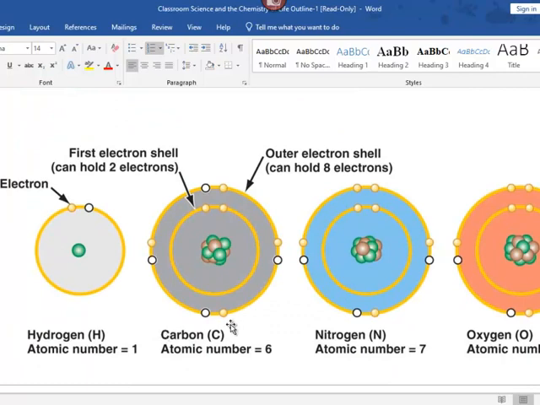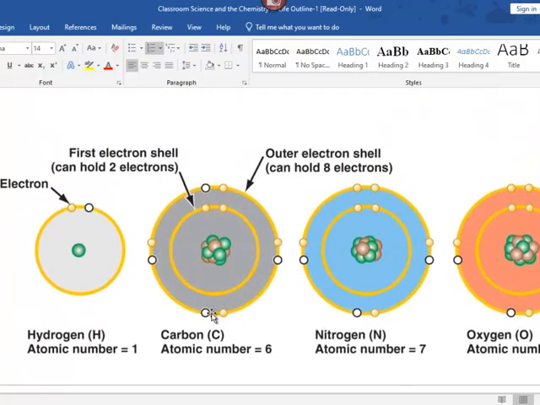Here's carbon. Remember I just showed you that. It had an atomic number of 6, so it's got 1, 2, 3, 4, 5, well, there's 6 right there, electrons. It's got 2 in the first shell, 4 in the outer shell. Here's nitrogen. Here's oxygen. I believe it was 8. So there's 2 and then 6 out here.